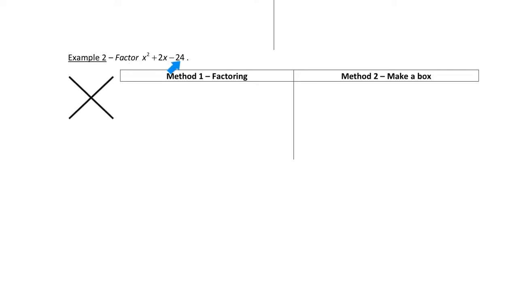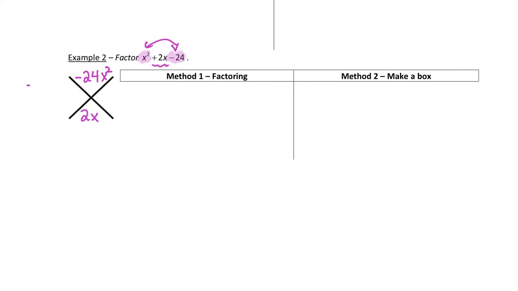So we're going to first off do our x games, and you do need the x games for both methods. I'm going to start by taking this first term and multiply it to the last term. So you're going to multiply these two together. So it looks like I get negative 24x squared. And then in the bottom, I put my middle term, which is the 2x.